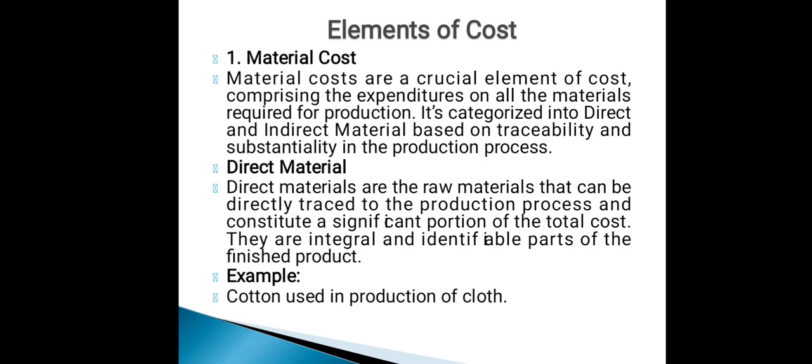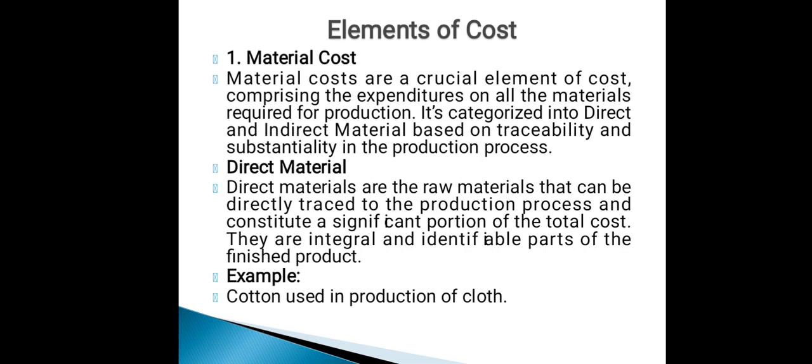Material cost means the amount the organization spends to purchase raw material for production. The material is then classified into further categories, like direct material and indirect material. Direct material means the costs spent by the organization to purchase the raw material for their production. Those expenses come under direct material.